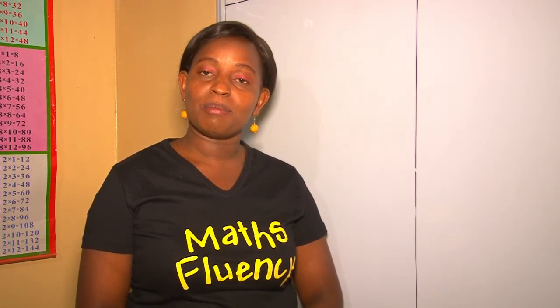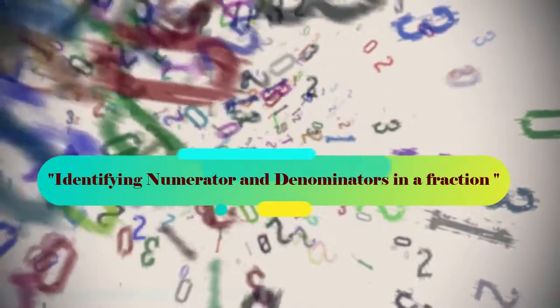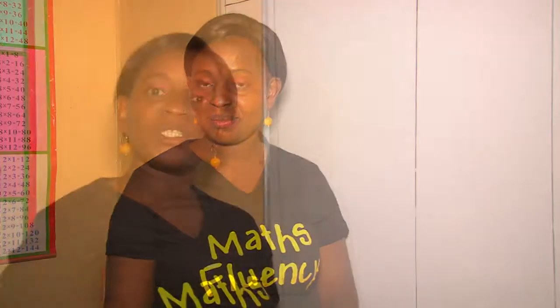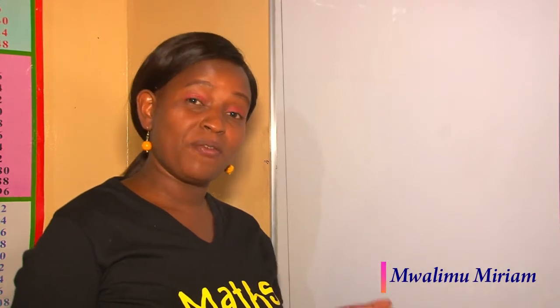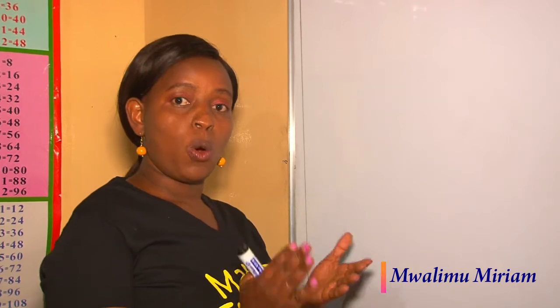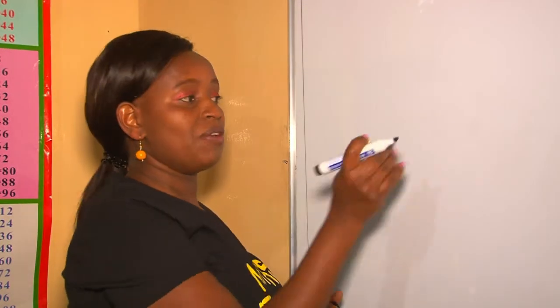Today's lesson is about identifying numerators and denominators in a fraction. To begin with, we need to know what a fraction is. A fraction is part of a whole. For instance, have the following.